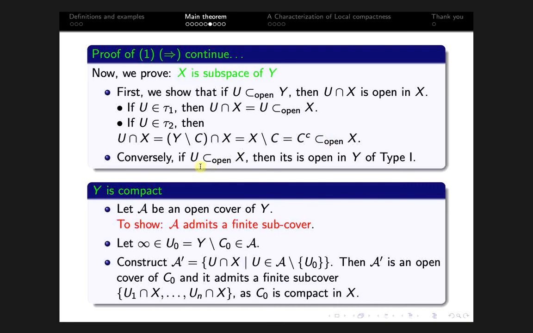And conversely, if U is open in X, then U is open in Y of type 1, so U intersection Y equals U. That's it. So the converse is trivial. So this is the first condition of the theorem. Now condition 2.